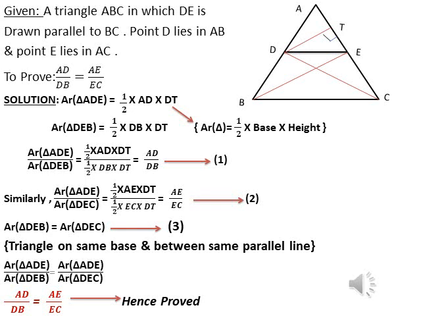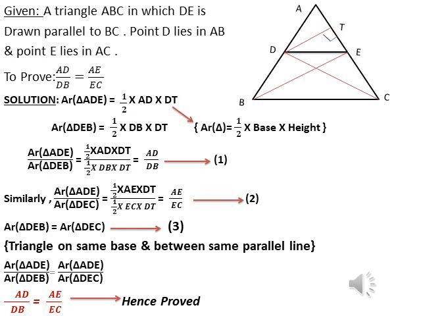Now the next step is, I am going to divide the first step by the second. That is, area of triangle ADE divided by area of triangle DEB. Means half into AD into DT upon half into DB into DT. This I wrote down as the denominator. Now here half is common, so half will go. DT is common, DT will cancel. So AD upon DB is our first conclusion.